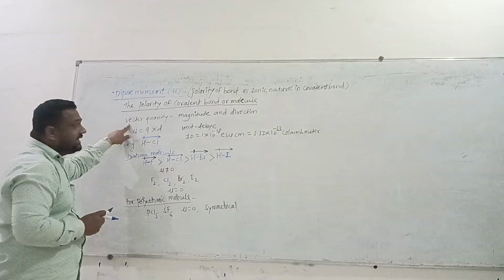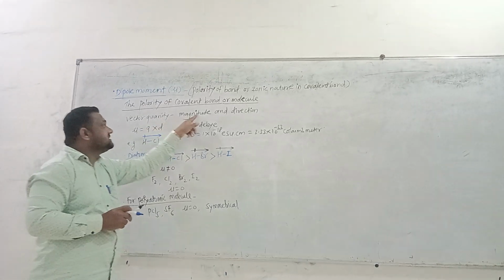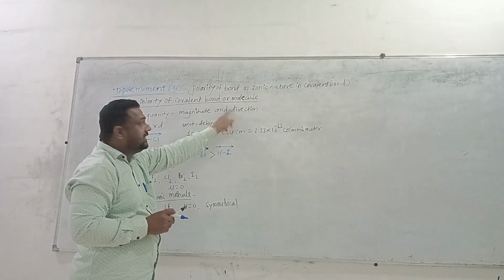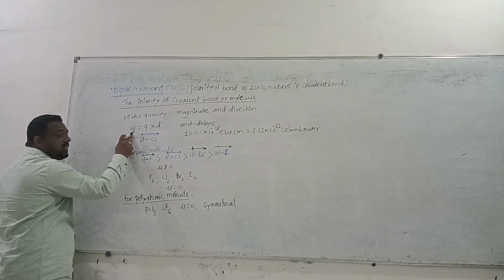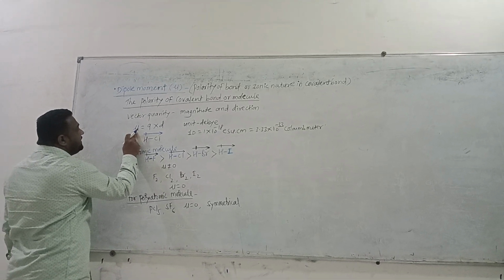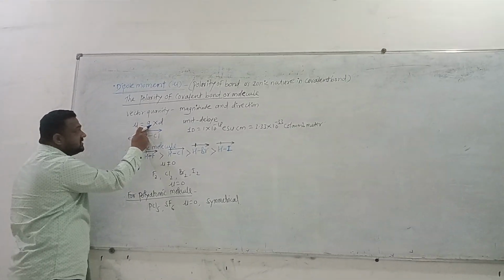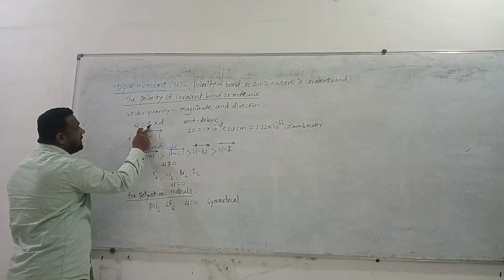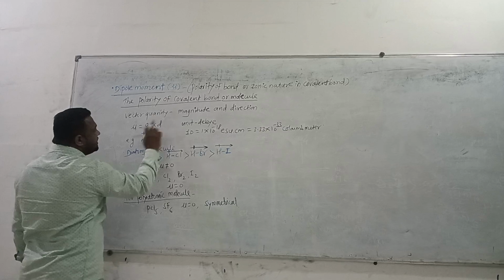The dipole moment is a vector quantity. It has a magnitude as well as a direction. It is represented by the formula dipole moment mu equals Q into d, that is, the product of the charge on the positive and negative poles and the distance of separation between the two poles.